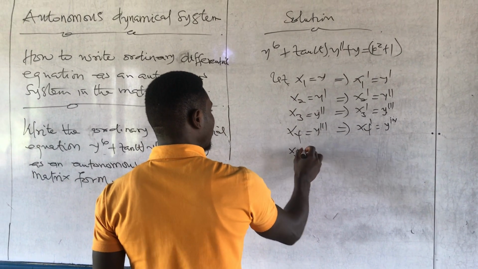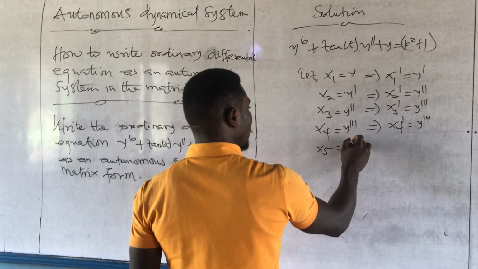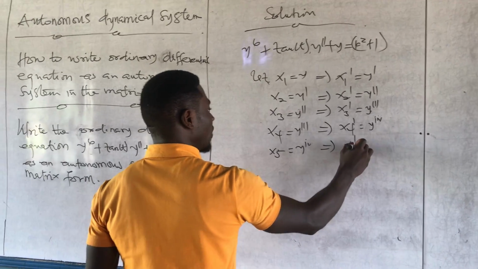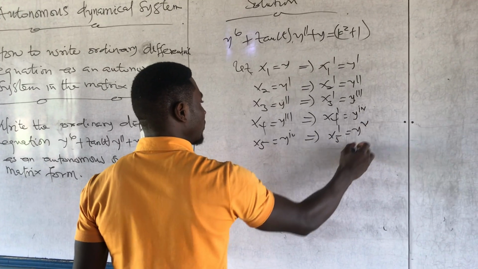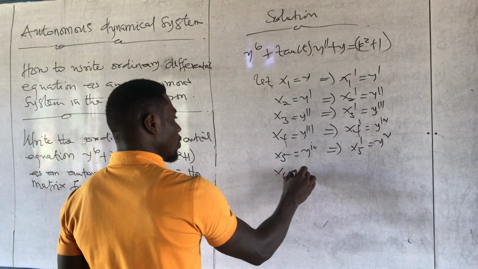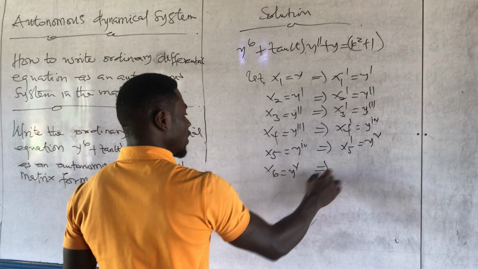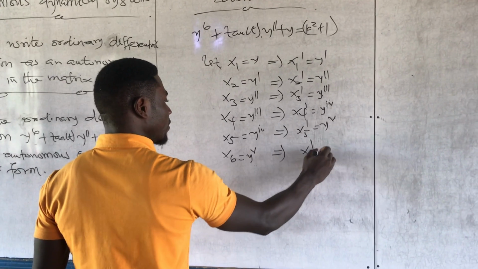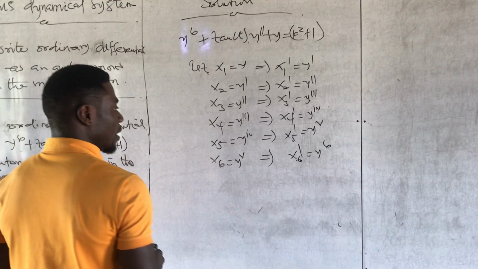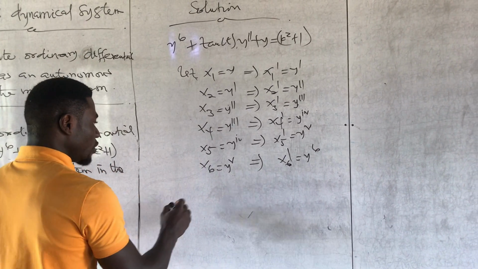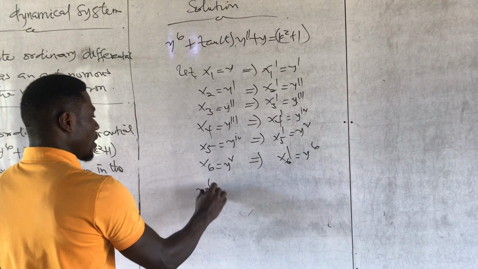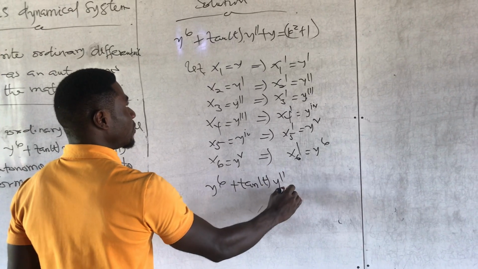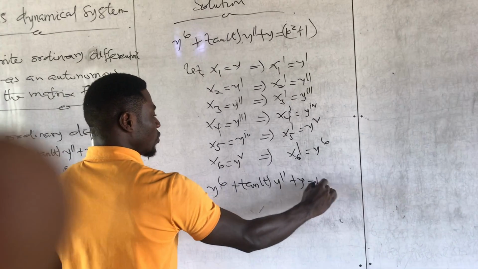Our x5 is equal to y fourth derivative. You differentiate this, you have x5 prime equal to y fifth derivative. Now our x6 is equal to y fifth derivative. You differentiate, you have x6 prime equal to y^(6). Now since the order of the equation is 6, you end here and then you write your original equation, that is y^(6) + tan(t) y'' + y = k² + 1.